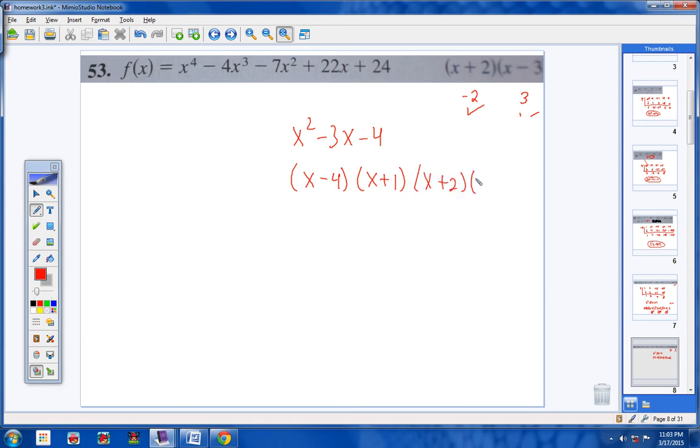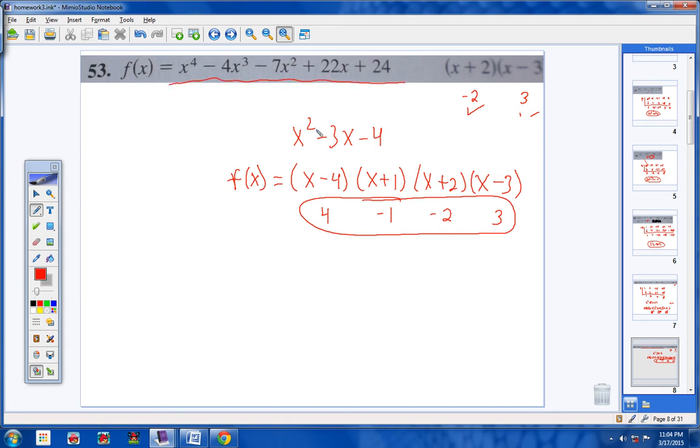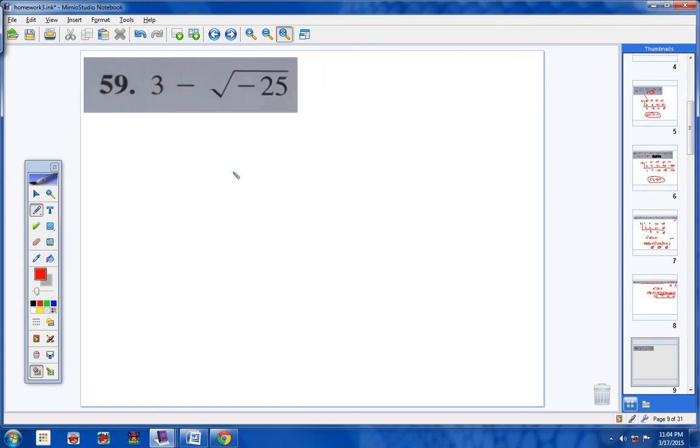Part C says to write the complete factorization. So there's the complete factorization right there. Look at that. Now on to part D. List all the real zeros. Okay, 4 is a 0 for this parentheses. Negative 1 is a 0 for this parentheses. Negative 2 is a 0 for this parentheses. 3 is the 0 for this parentheses. And then lastly, check it on a graphing calculator, which I'm not going to do, but you can. Type this whole original expression into your grapher and hit graph, and the graph should cross the x-axis at these four numbers. Alright, moving on to number 59.